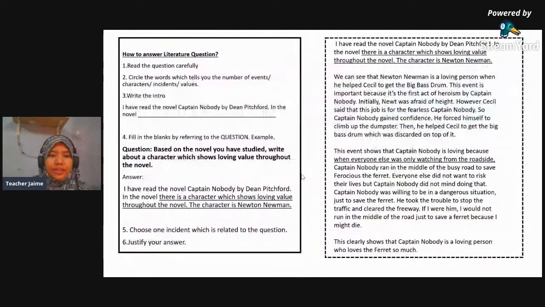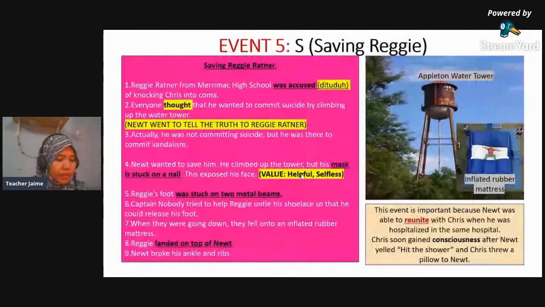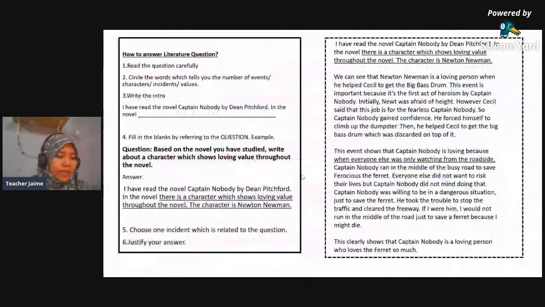How to answer literature question. We almost finished now. I think it's going to finish in 10 minutes. Okay, how to answer literature question. Number 1, you read the question carefully. Kena baca soalan. Okay, memang kena baca soalan. Number 2, circle the words which tell you the number of events, characters, incidents, values.